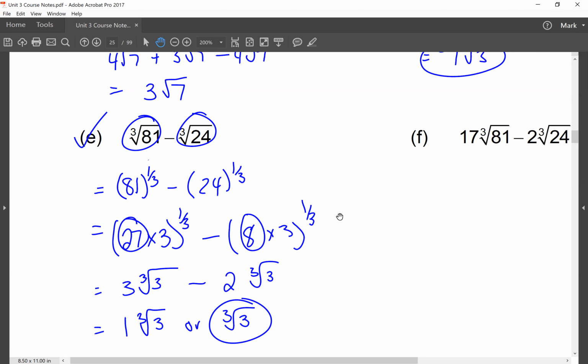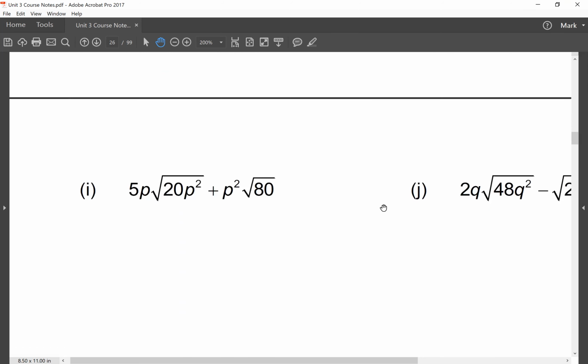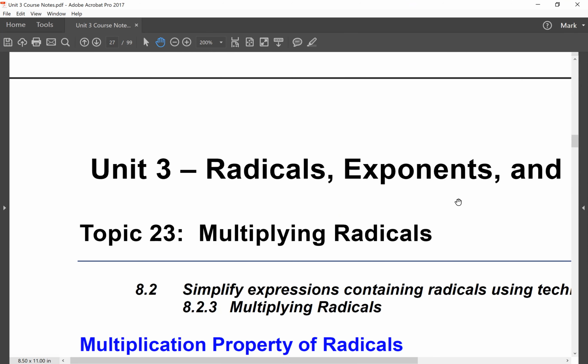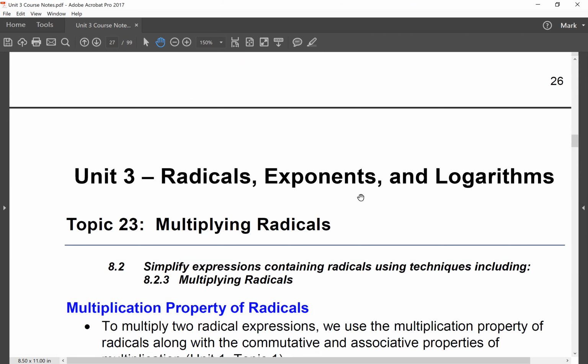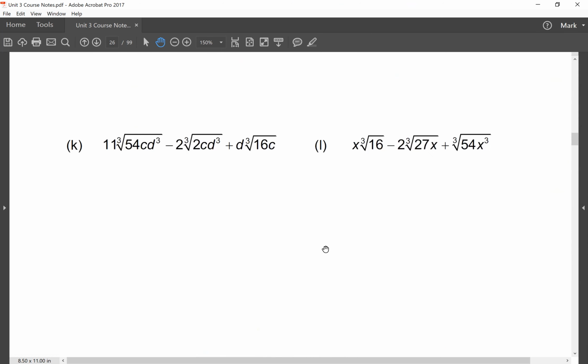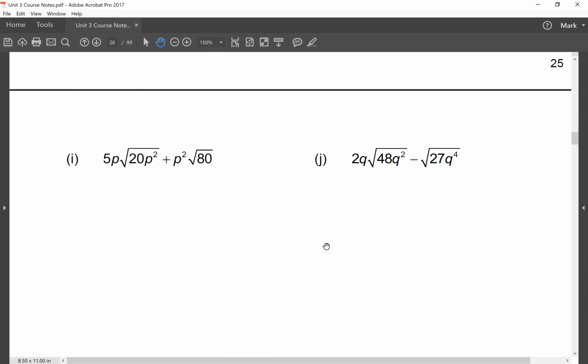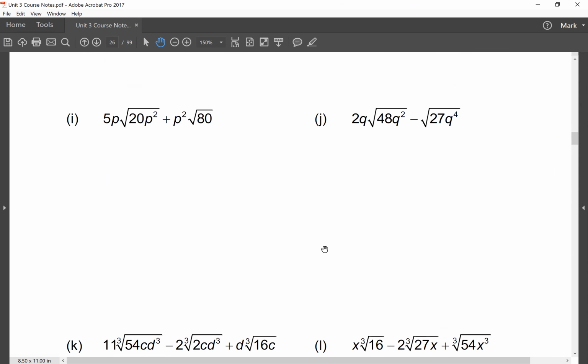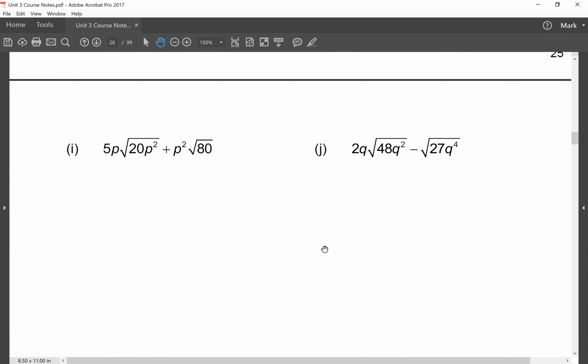All right, we're almost done. Let's do a harder one. I'll pick one with some variables, and then I'll just introduce topic 23, and that'll be it for today. Let's try something like this: 5p times the root of 20p squared plus p squared root 80.